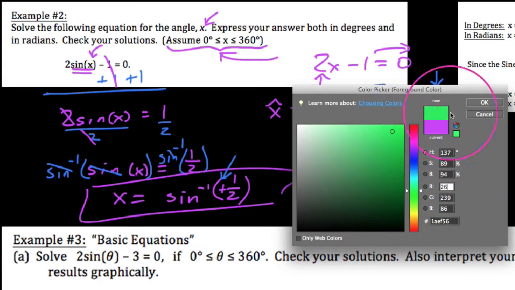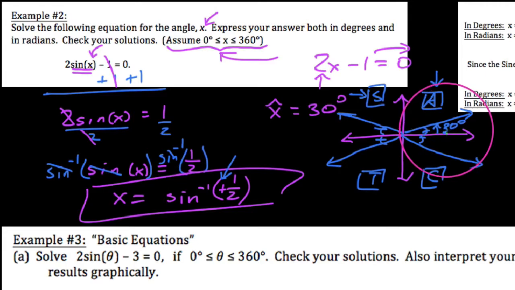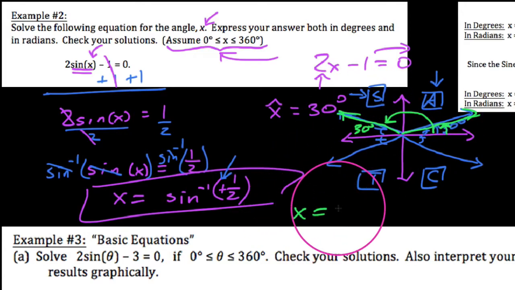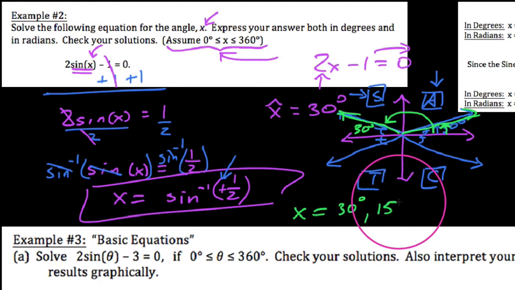If we switch over to green, the two angles are here: 30 degrees, that was one of them that worked. And the other one where sine is a positive half is over here. So what angle is this? We have to use the fact that this is 30 degrees right here to tell you this full angle, but we'd say that is 150. So x equals 30 degrees and 150 degrees.